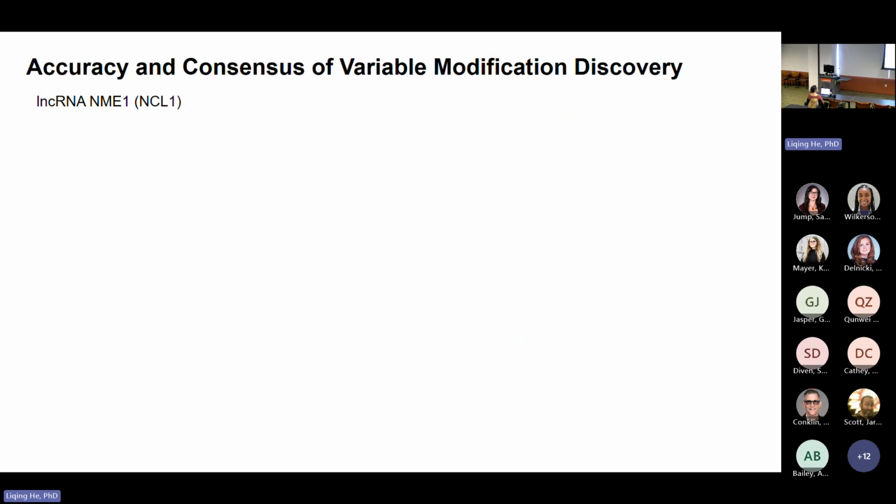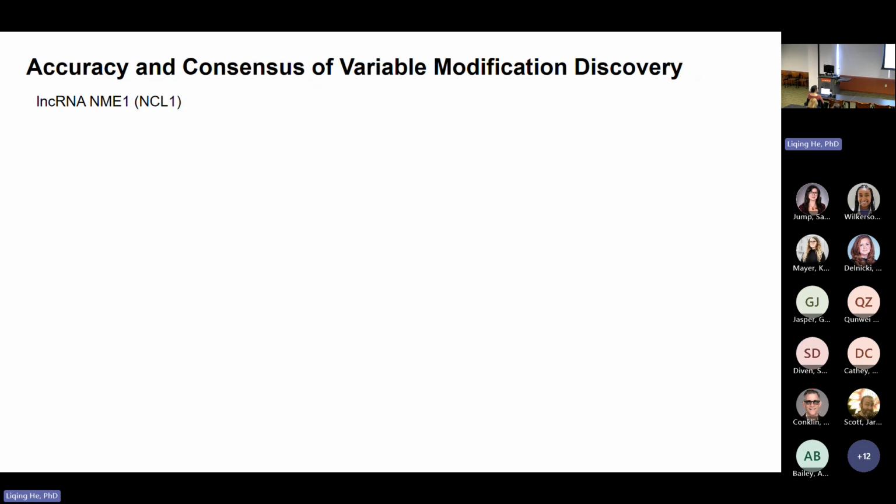NME1. We treat the NME1 with NCL1. This enzyme will modify the cytidine in the RNA sequence into 5-methylcytidine. Theoretically, this enzyme can modify all the cytidine in the RNA sequence to M5C, but in reality, we don't know. So we need to use variable modification identification. But for PASSIS, this platform does not have a variable modification function.